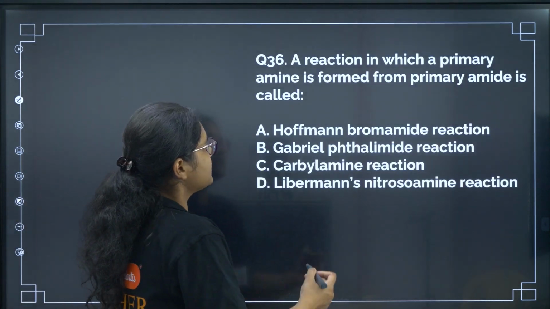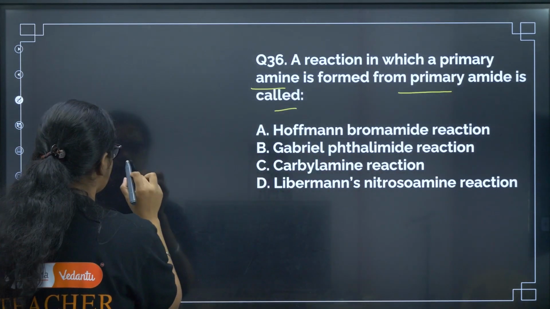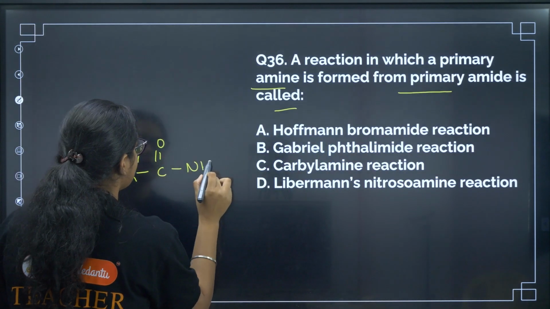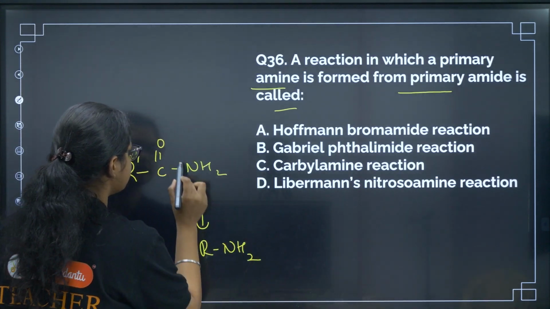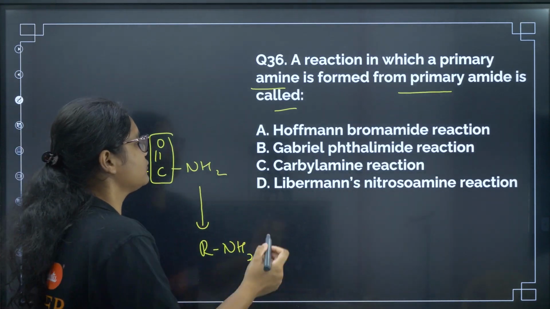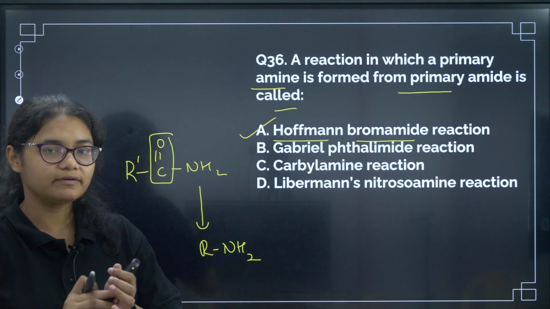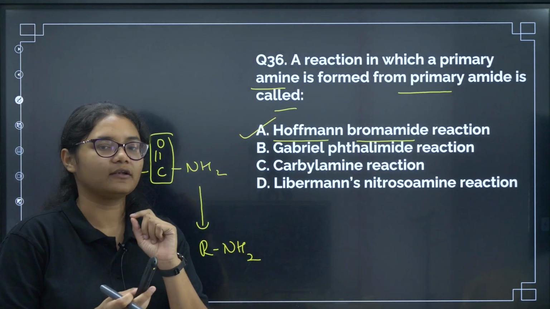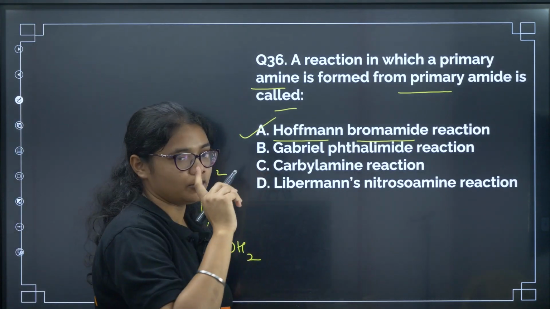Next, a reaction in which a primary amine is formed from primary amide is called. So if we have any primary amide, from there if you are synthesizing RNH2, this C double bond O part is eliminated. So if you know, this reaction is called as Hofmann bromamide degradation, and whenever you see any conversion question, if the number of carbons has decreased, then you can guess it is a Hofmann bromamide degradation. So correct answer for this question will be option A.